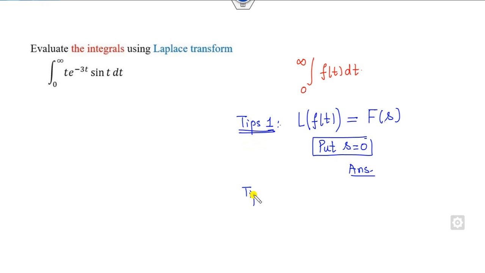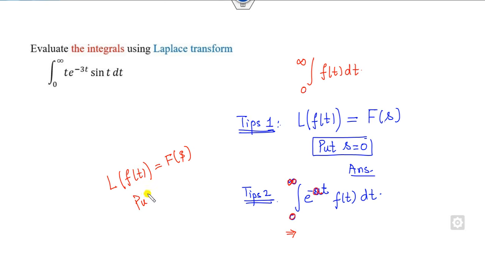Second tip is, whenever you find the exponential term e raised to power minus a t times f of t, again make sure the integration is from 0 to infinity. Again you find the Laplace transformation of f of t, you will get F of s, and then you substitute s equal to a. You can use either this rule or this rule, both have the same meaning.